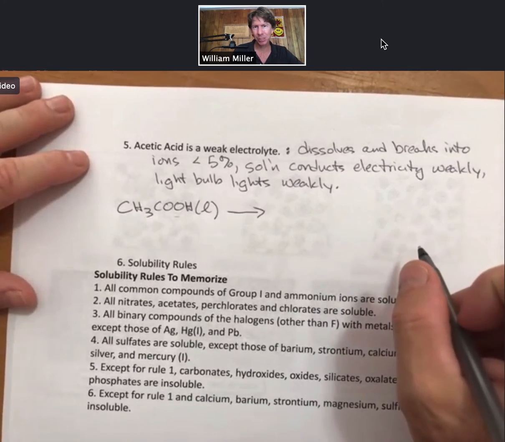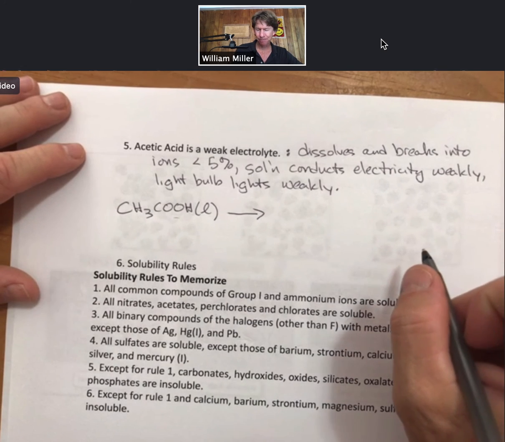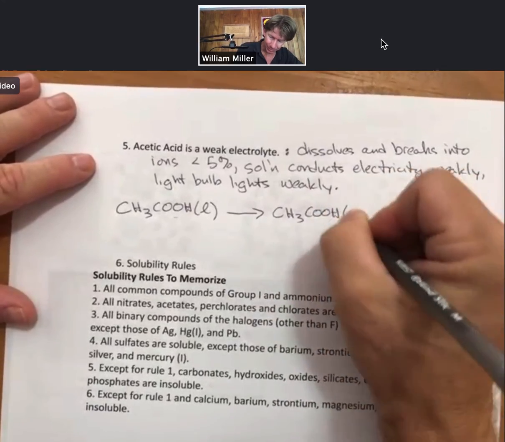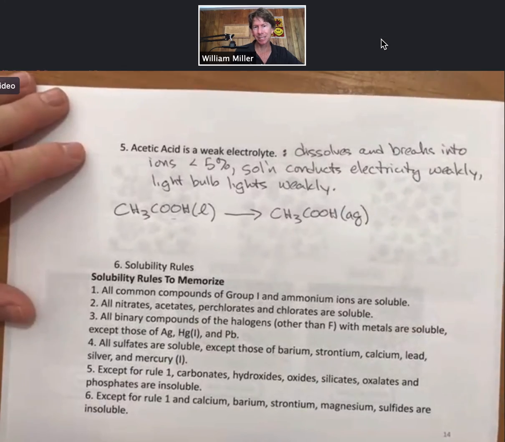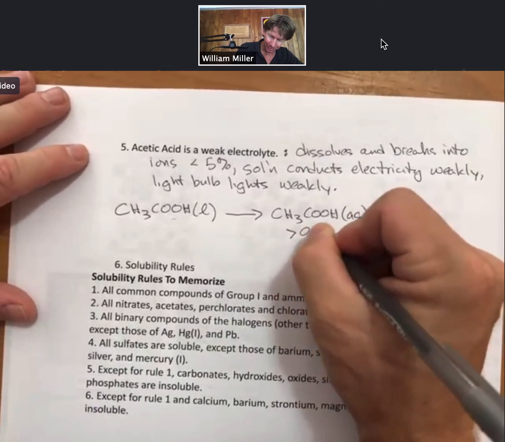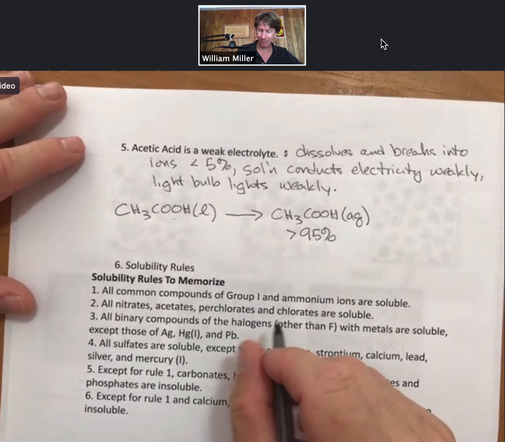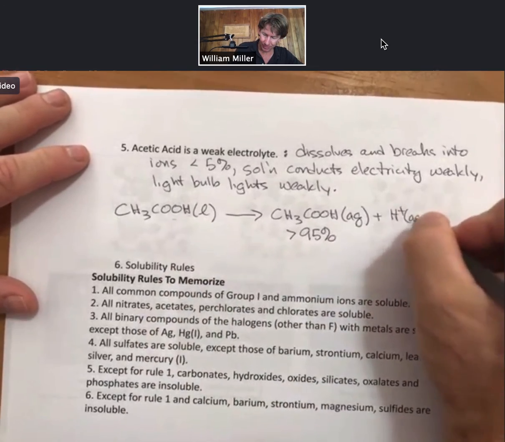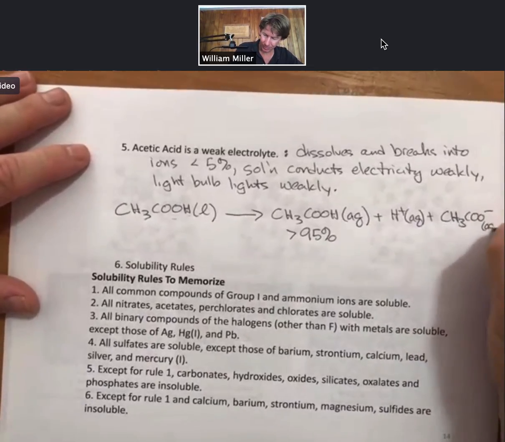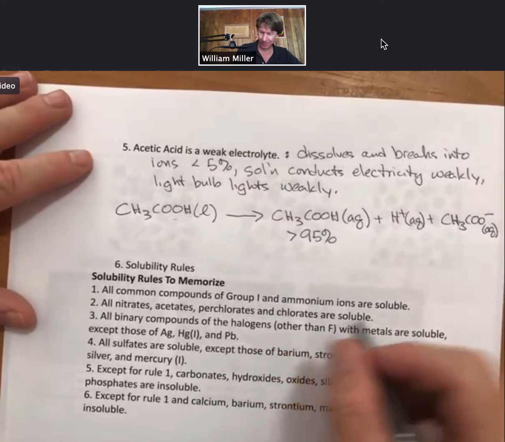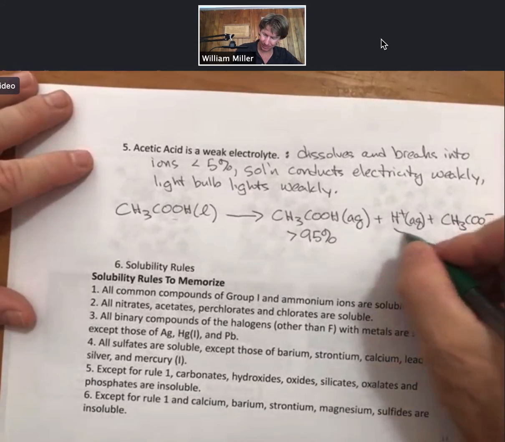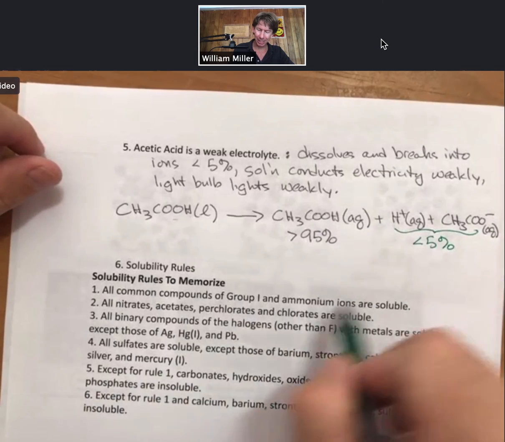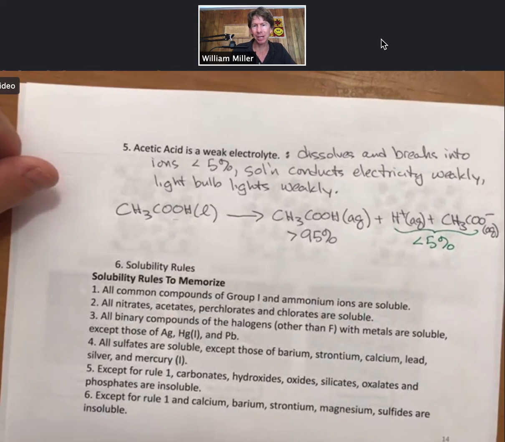The question is, will they be ions? Will they be molecules? Will they be a combination thereof? And this one is tricky to write what the products are, but let's do it. The first product is acetic acid dissolved as aqueous, and this is greater than 95% of the species in the solution, of the things in solution. Then less than 5% would be the ions, and the ions in this case are going to be H+ and CH3COO-. And so for these two, they'll be less than 5%. So a small portion breaks up into ions. These portions add up to what we originally had, but now they're aqueous.